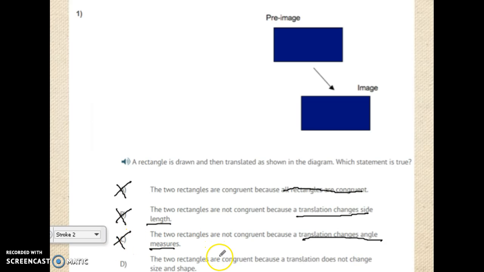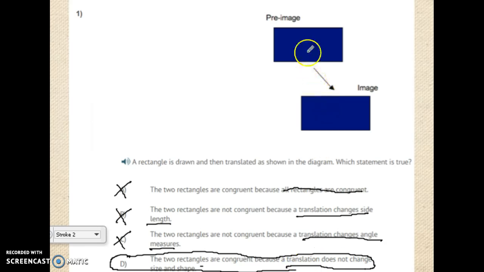And then D. The two rectangles are congruent because a translation does not change the shape or size. This is true. A translation is a rigid motion, and what that means is the shape and size is preserved. The pre-image is going to be congruent to the image.